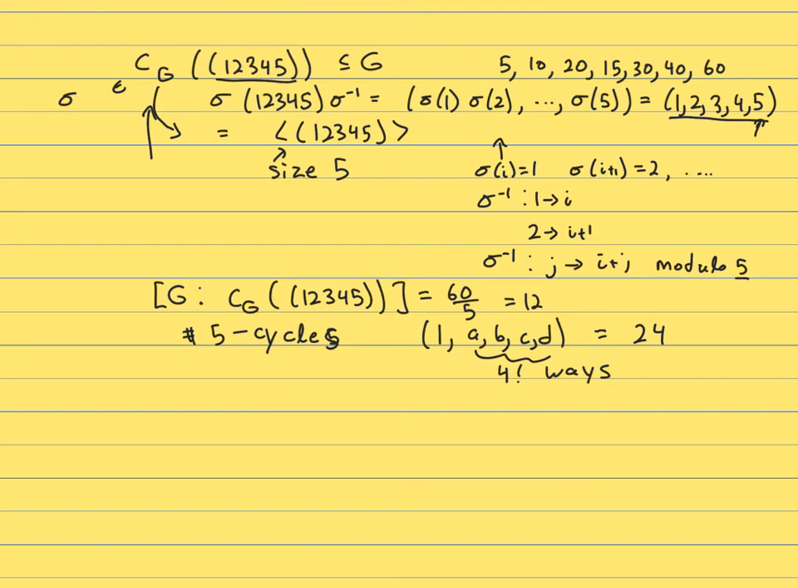And so we've gotten 12 5 cycles plus the 20 3 cycles so far. That's only 32 of the 60 elements of A5 by conjugacy classes. So we still got more work to go. We don't have all the 5 cycles, so we need to find a 5 cycle that's not in the same conjugacy class. And it takes a little bit of work, but you could probably see, well, let's pick a different example. How about (1 3 2 4 5), which is not conjugate.